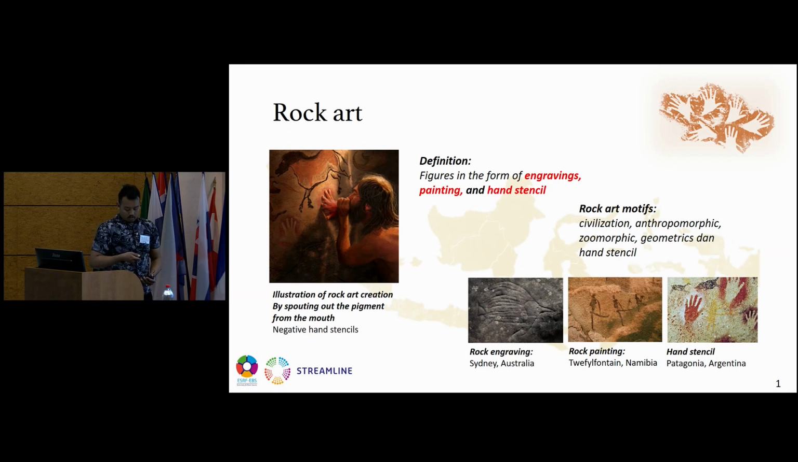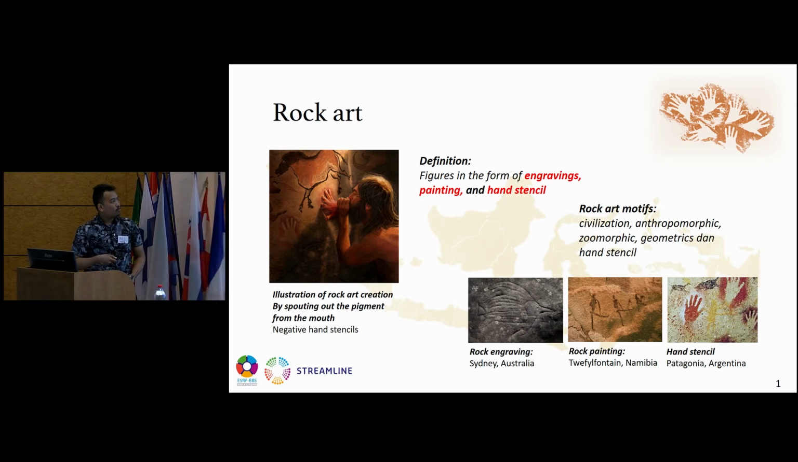and hand stencils. This one is a rock art engraving from Sydney, Australia. And this one is a rock art painting in the form of anthropomorphic figures from Namibia. And this one is the positive hand stencil and the negative hand stencil from Patagonia, Argentina.